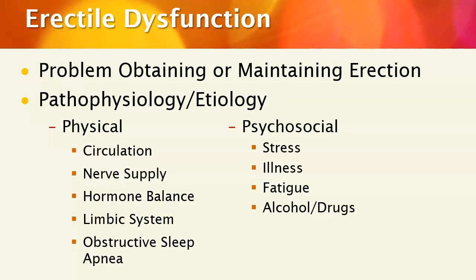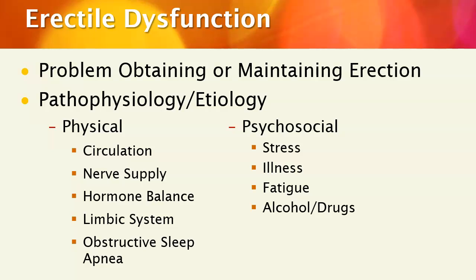So when we're looking at erectile dysfunction, we have to rule out physical causes versus psychosocial causes. So physically, we're looking at how's their circulation. Do they have atherosclerosis, which would be preventing blood flow from getting where it needs to go? We need to look at their nerves. We can do nerve conduction studies and make sure that all their nerves are in check. We can check hormone balance. Okay, we want to make sure that their testosterone levels are effective and all of our other hormones are in check. We can check the limbic system in the brain. We can check them for obstructive sleep apnea, because hypoxia can be another problem that can precipitate erectile dysfunction.